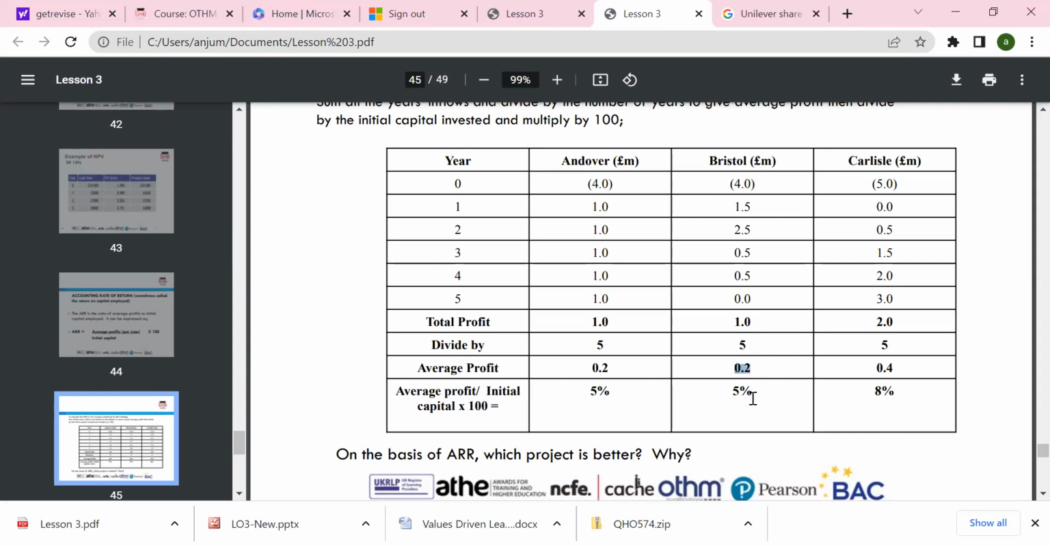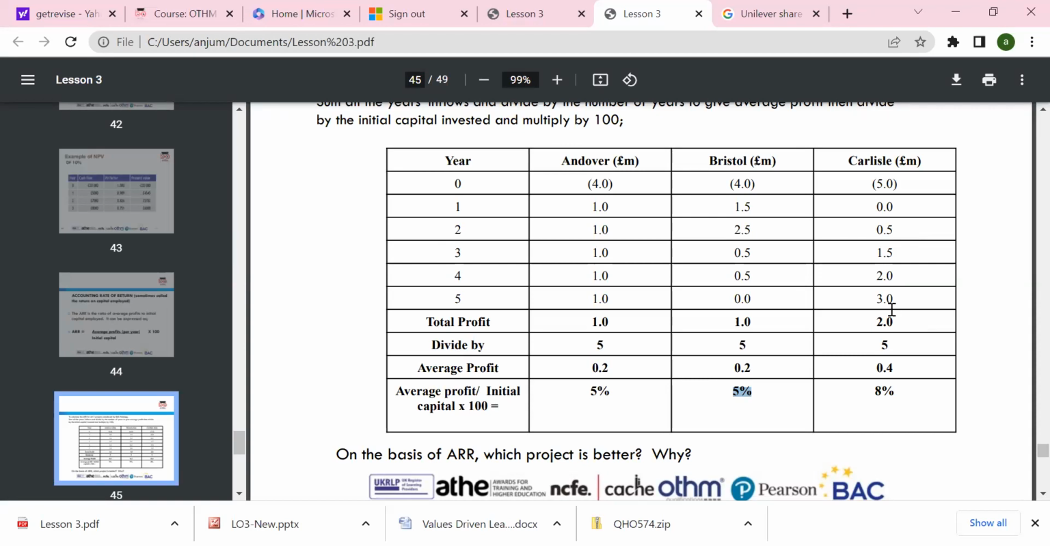It's exactly the same for the second project, the same percentage, because we're investing 4 million, but in year 1 we're getting 1.5, year 2 we're getting 2.5, then 0.5 million, and in year 5 we're not getting any inflows, money not coming in. We add them all: 5 minus 4 is 1, divided by 5 gives 0.2, and 0.2 divided by 4 times 100, so we get 5%.